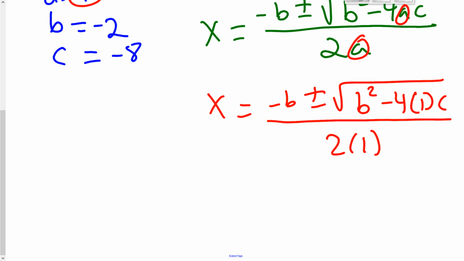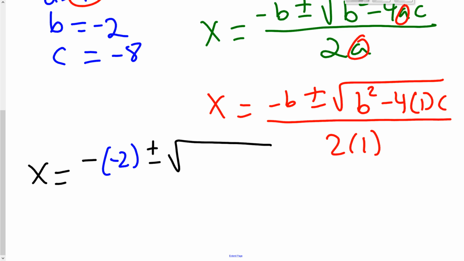That's fine. I'm just doing it slow so you can see what's going where. So I'll keep the main equation in black. Now I'm going to plug in my b. So that's a negative b. My b I'll plug in as negative 2. Then plus or minus the square root.